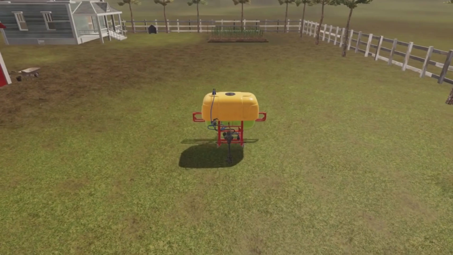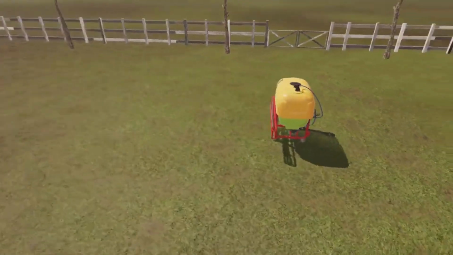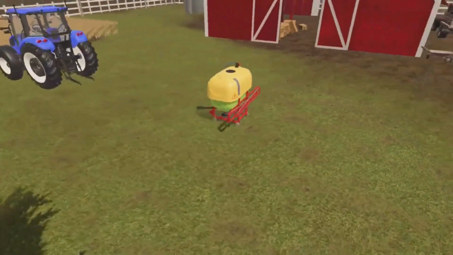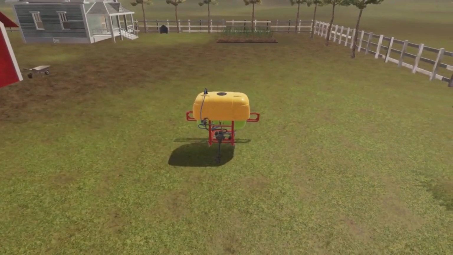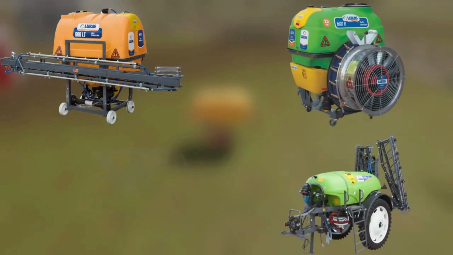Spraying machines. Spraying machines are agricultural tools designed to apply chemical substances uniformly to crops to protect them from pests, diseases, and weeds. Depending on their purpose and design, spraying machines come in different types and models.